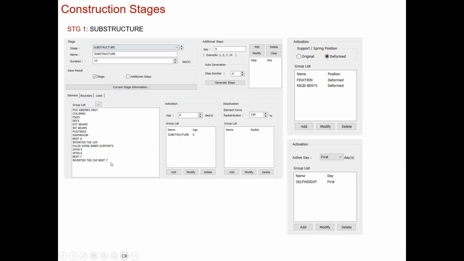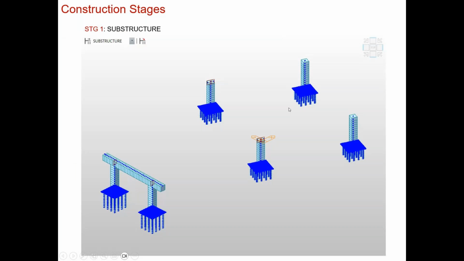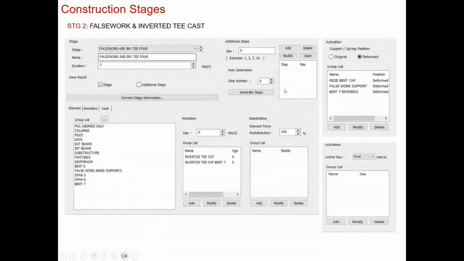So just for the construction stages, that's how the window looks like. You start defining the first stage. So we call it substructure, and this is where we activate the element group that has all the substructure elements defined to it, along with the supports, the fixation, and the rigid links. So this is how it looks like. All the columns and the bents are defined and activated in this group.